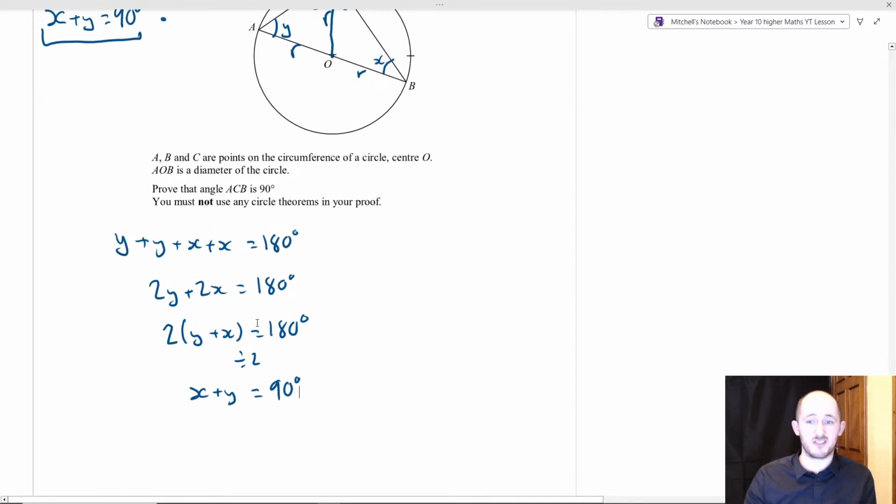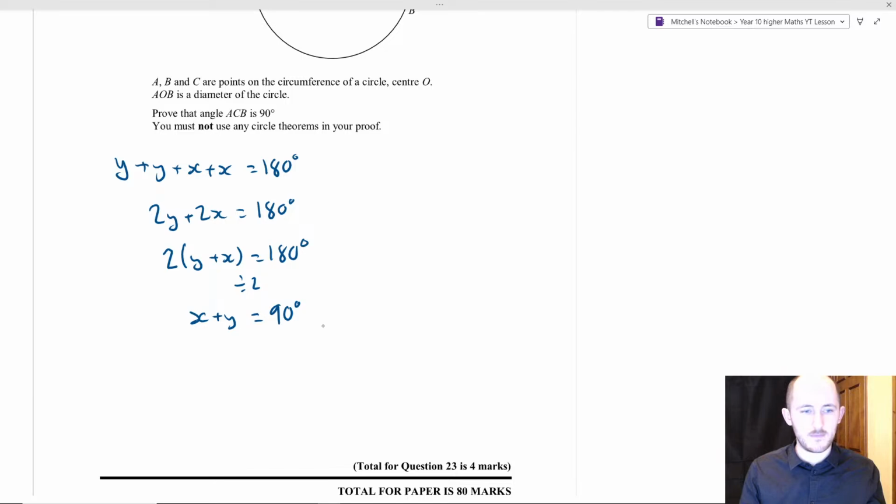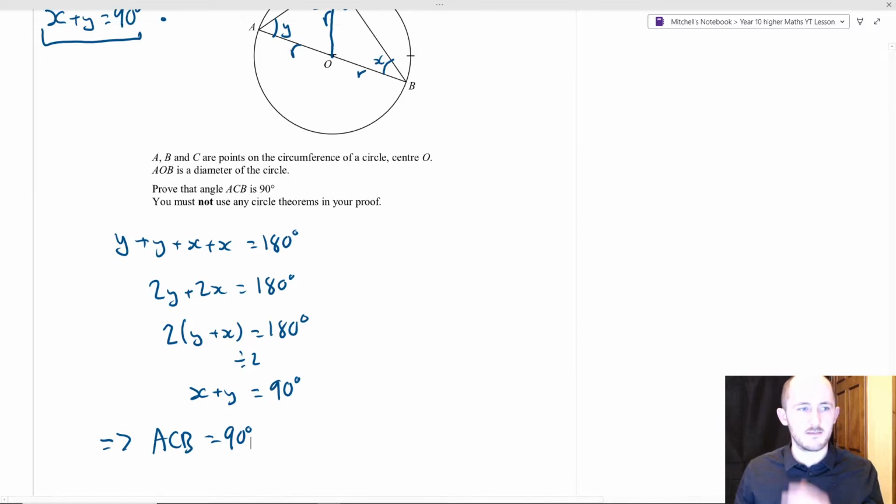4 marks, I don't think that's too bad. So, by the way, this actually technically only gives you 3 of the 4 marks. Okay? What you need to do for the 4th mark is to say, therefore, ACB equals 90 degrees. Okay? Yeah, not too bad. Not easy, but not hard.